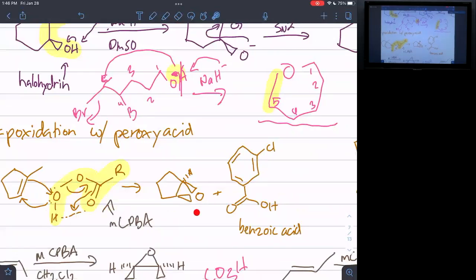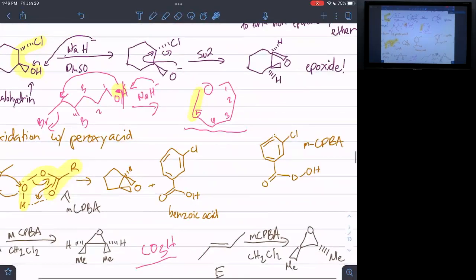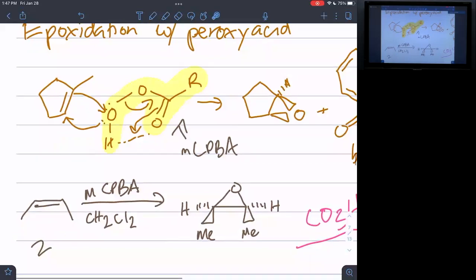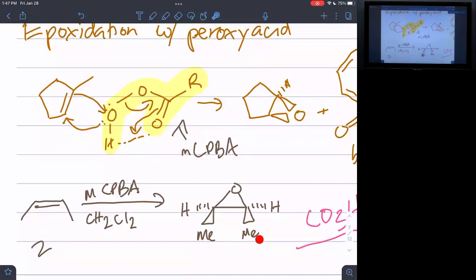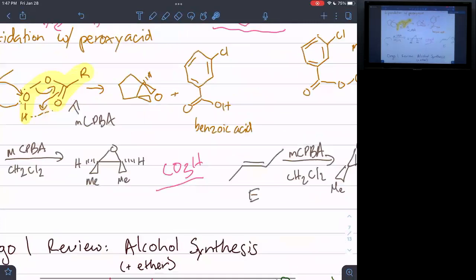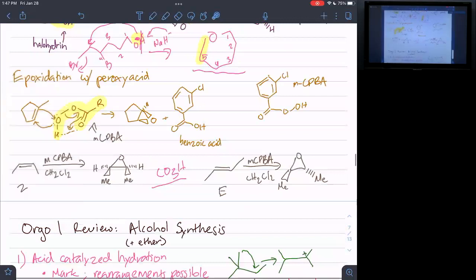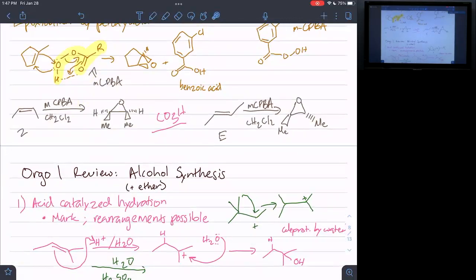And the products are an epoxide and a benzoic acid. If you're starting with a non-cyclic alkene, you have to look at the configuration of the double bond. If it's Z, then in the epoxide the 2 substituents are going to be cis to each other, because they were cis when it was an alkene. If we take a trans or E alkene, then the substituents after the epoxidation are going to be trans to each other, like this. And I think that's it.